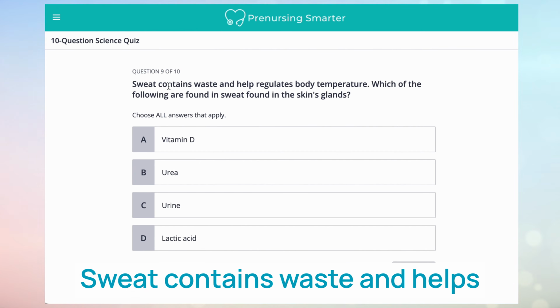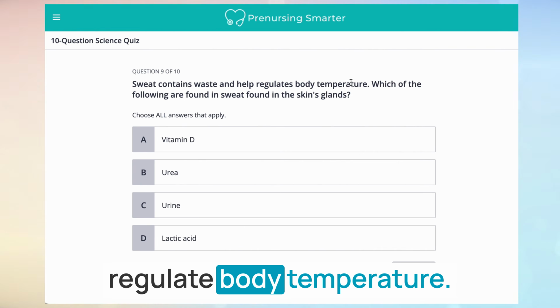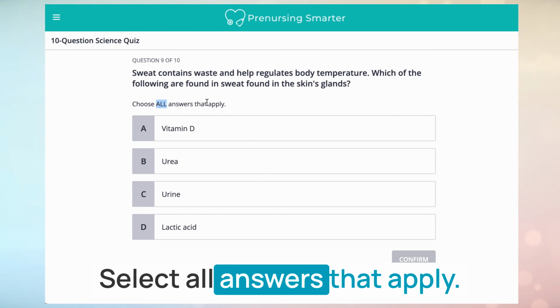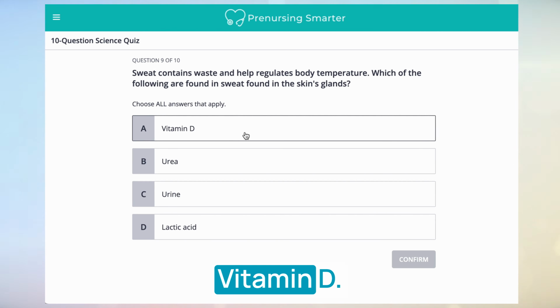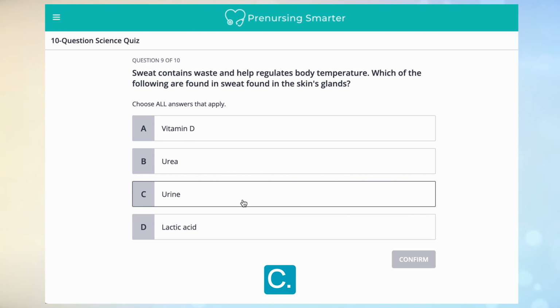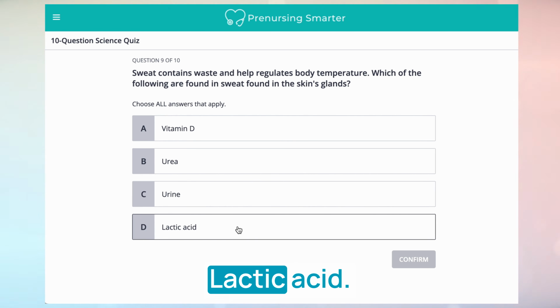Question 9. Sweat contains waste and helps regulate body temperature. Which of the following are found in sweat? Select all answers that apply. A. Vitamin D. B. Urea. C. Urine. Or D. Lactic acid.